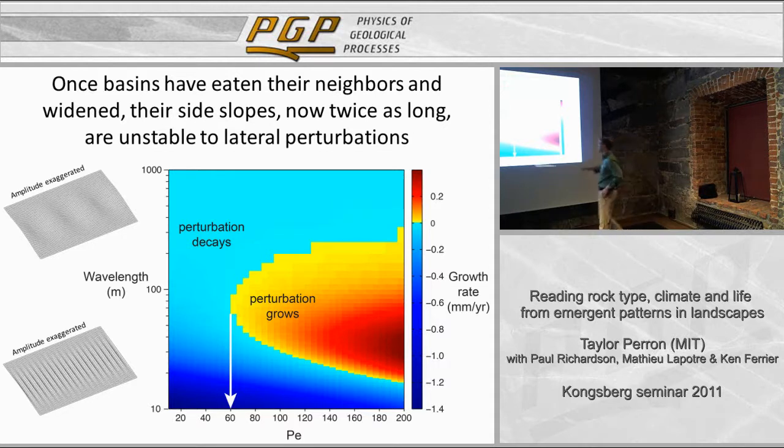And you can see that at Peclet numbers less than about 50 or 60, perturbations of all wavelengths will decay when you keep a flat planar slope. But once you get to a Peclet number of 60 or so, there's at least a small range of wavelengths that will grow unstable. And that means that you will form, if this is the side slope of one of these basins that started to widen, you'll form tributaries in these side slopes.